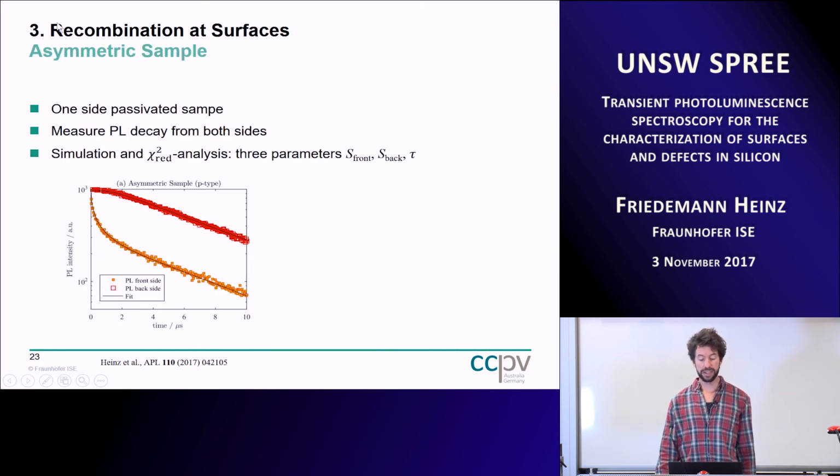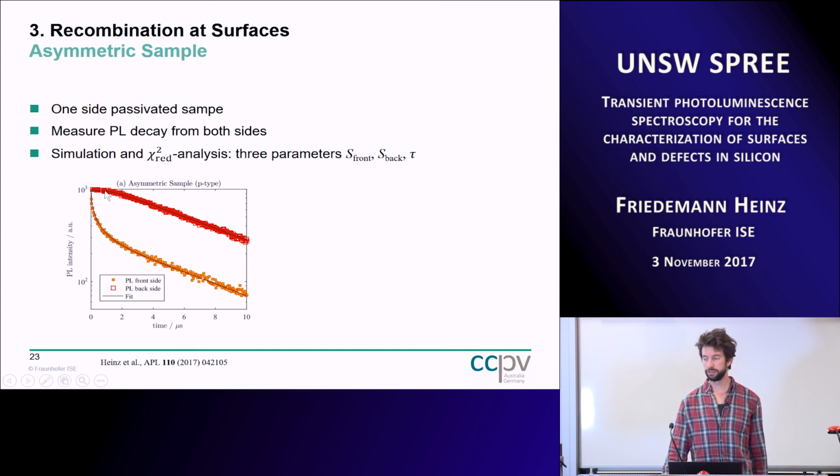Then I did the same for a one-side passivated sample. For this purpose, I measured the decay from one side, from the passivated side. Then we get this decay curve. Then I turned the sample around to the unpassivated side, and then we get this curve. Okay, this is also quite clear. If we measure from the unpassivated side, we get a lot of surface recombination.